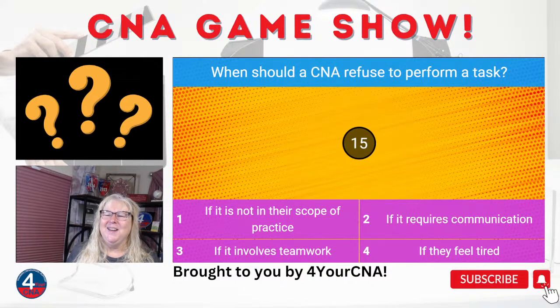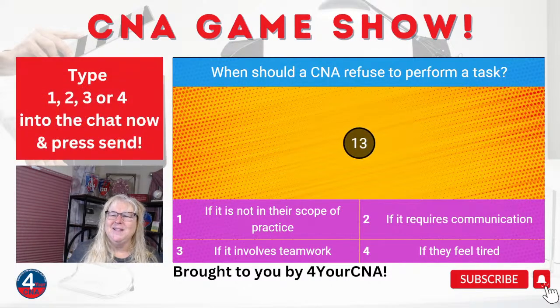All right, go ahead and lock in your final answer. You've got about 10 seconds left. What do you think is the right answer here?